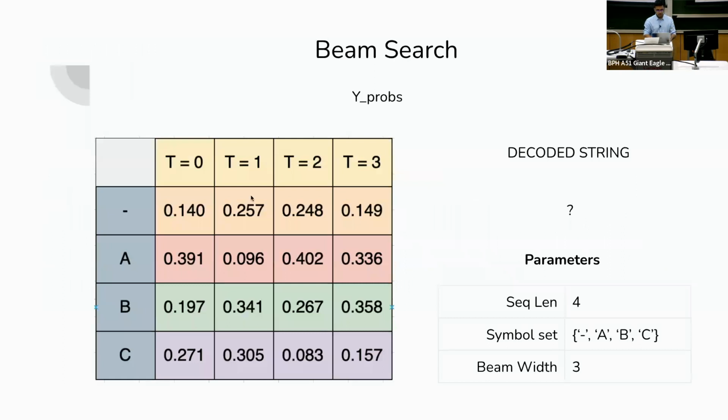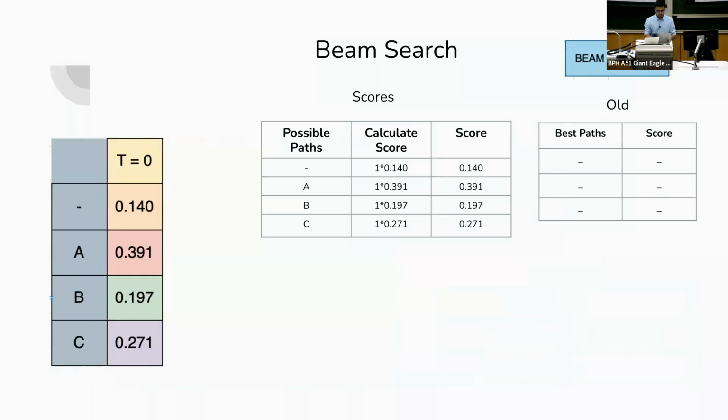Again we have these same exact y probabilities. We want to find our decoded string. We have our sequence length as 4, we have these symbol sets, and we define our beam width as 3 for this use case. We start at t equal to 0, and when you're starting, there are no possible paths, right? So we start with a start token, and we try to explore all possible paths at t equal to 0. We calculate these scores and we get these scores here.